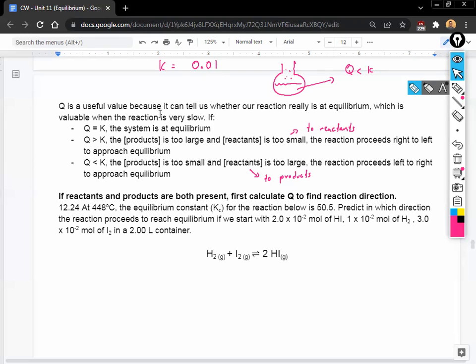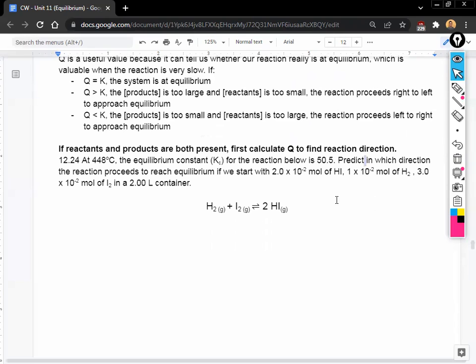Okay, let's do some math. All right, so we're gonna take a look at 12.24. I'm gonna leave the Q thing right here. Let me give you a little more space to work with. Okay, so let's take a look at 12.24. It tells us that the equilibrium constant for this reaction is 50.5. So Kc is equal to 50.5. Let's jot that down somewhere.